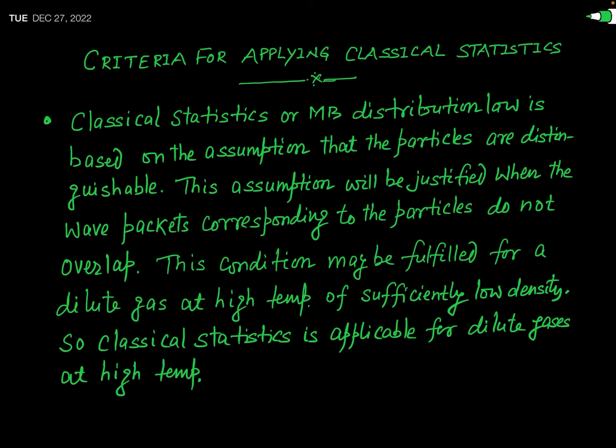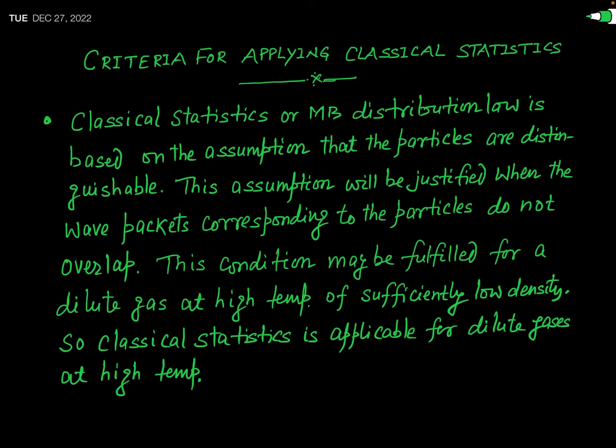So it is essential for us to know in which condition we will be able to apply the concept of classical statistical mechanics, and for what system we can apply this classical statistics. The selection of a system for which the classical statistical mechanics concept, or the Maxwell-Boltzmann distribution law, can be applied is very essential to know.